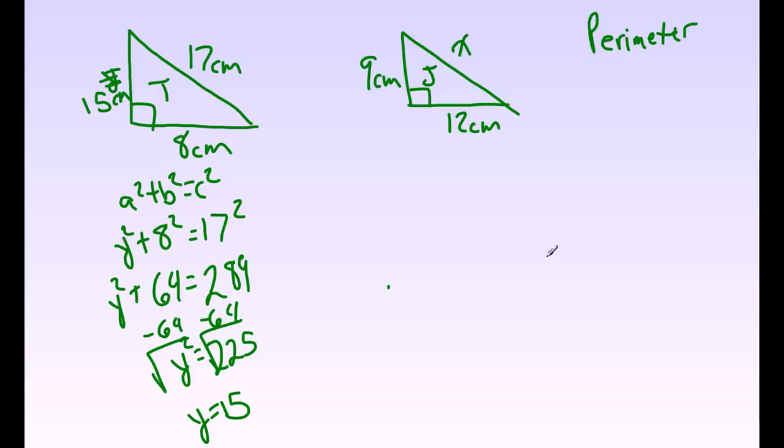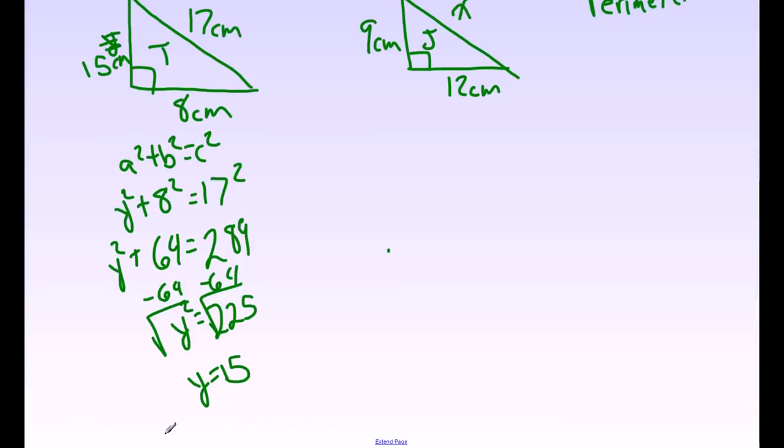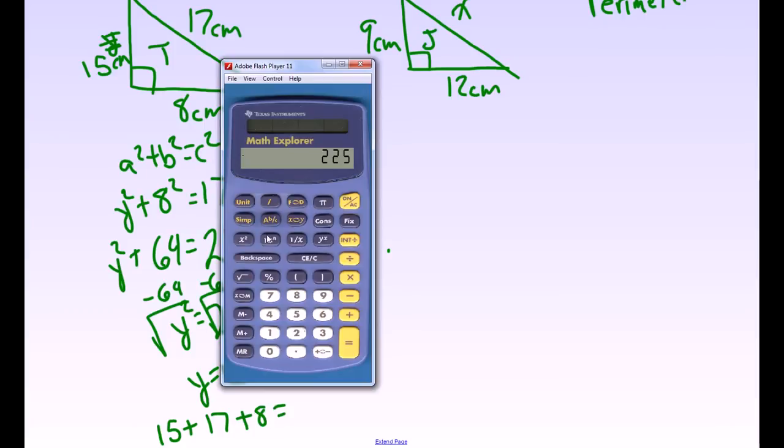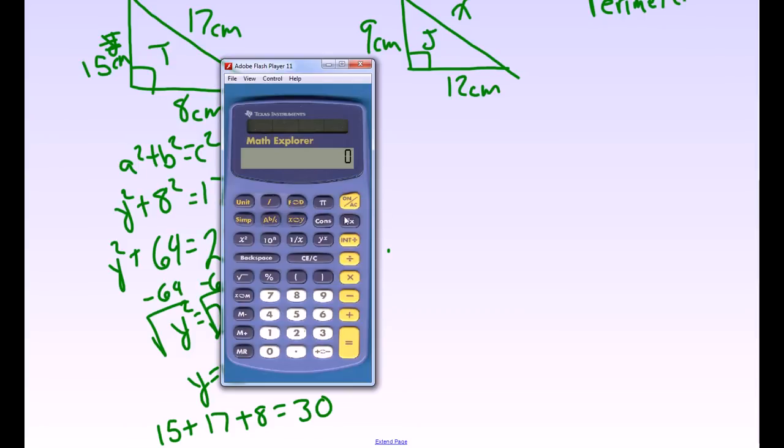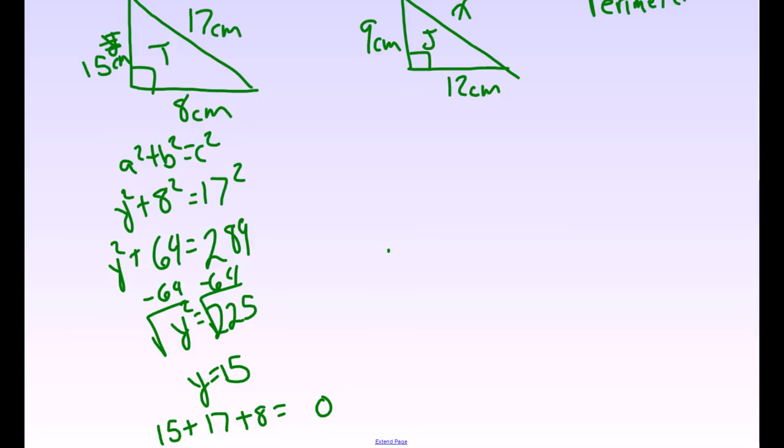I have enough information to find the perimeter of Tom's triangle. Tom's triangle has a perimeter of 15 plus 17 plus 8. That's 30? That's not right. I must have missed a number in there. Clear. 15 plus 17 plus 8. 40 makes more sense. So that's the perimeter of Tom's triangle. So perimeter of Tom is 40.